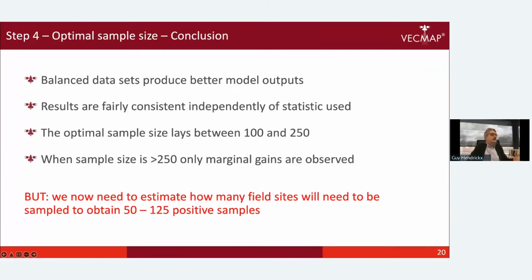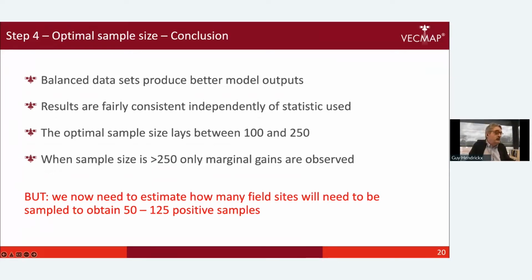I mean, how do you translate that in the field? Because don't forget, we have done this knowing what was positive and what was negative, whilst here in the real world, you don't know. So if you go to a field and you have money for 100 samples, you never know how many positives or negatives you're going to find.